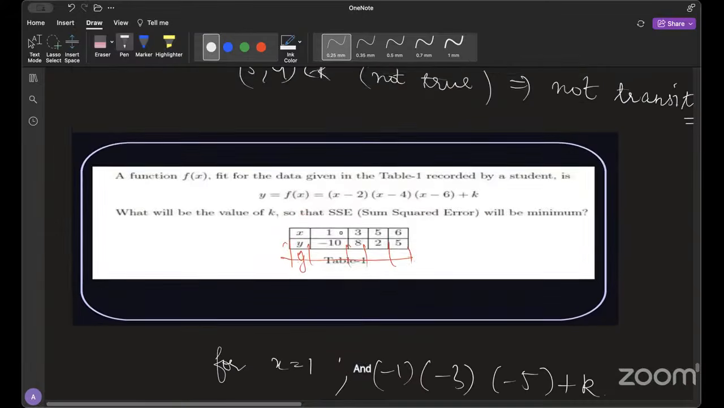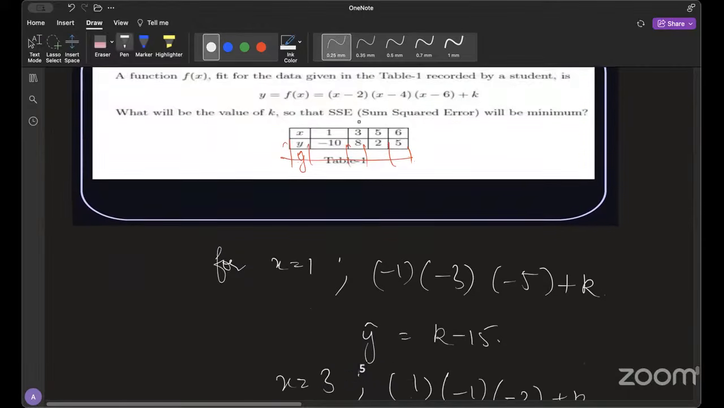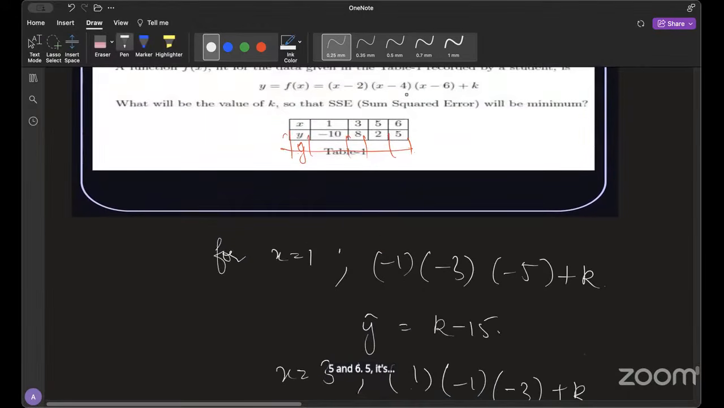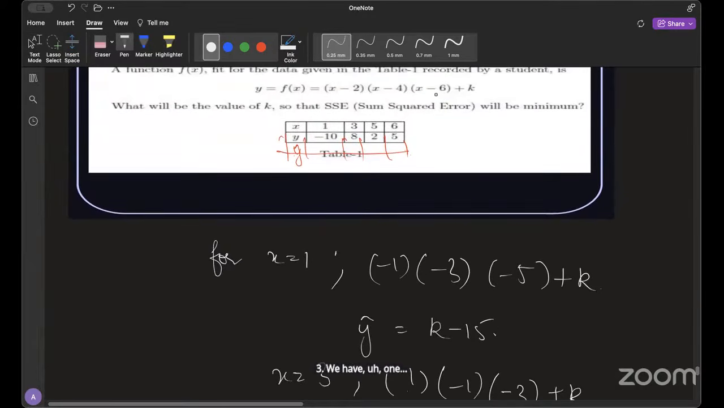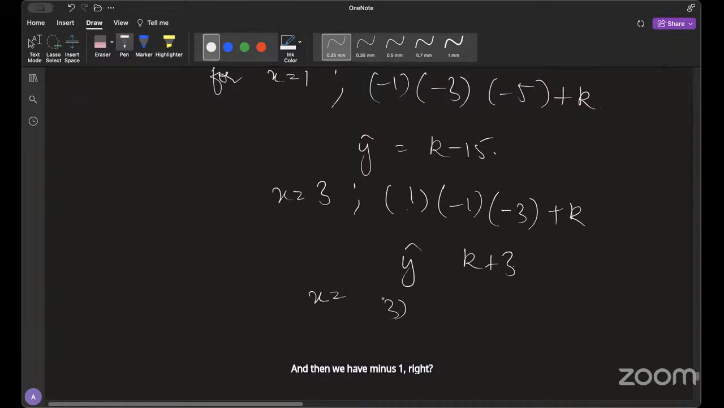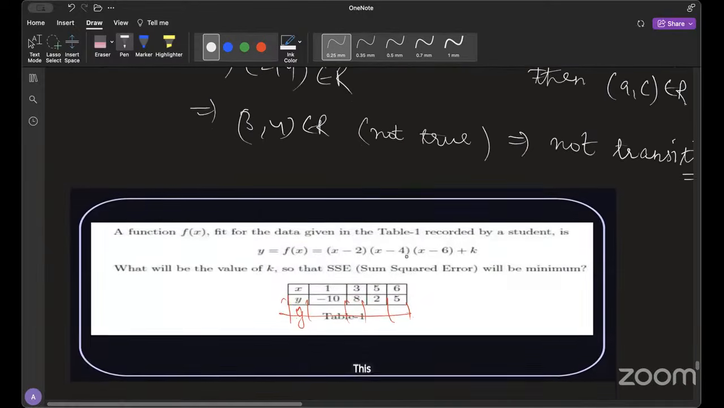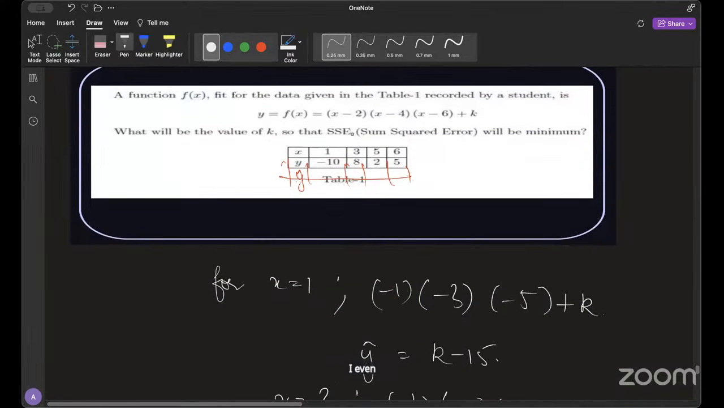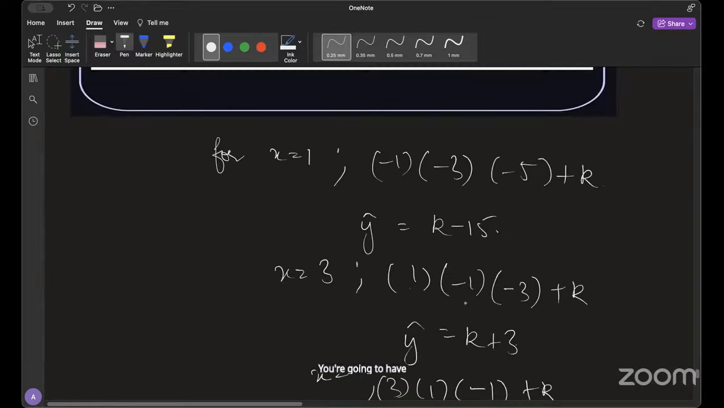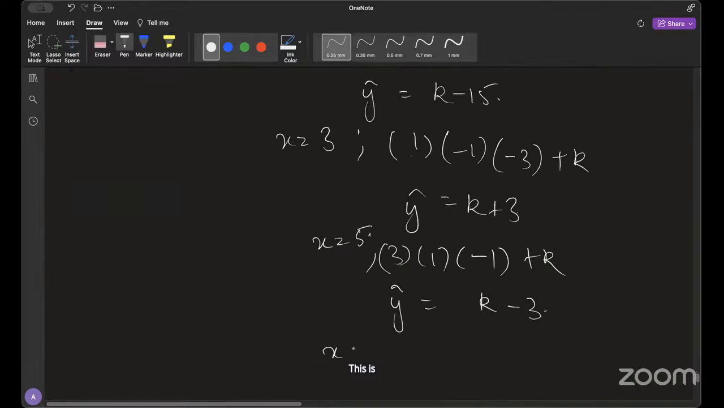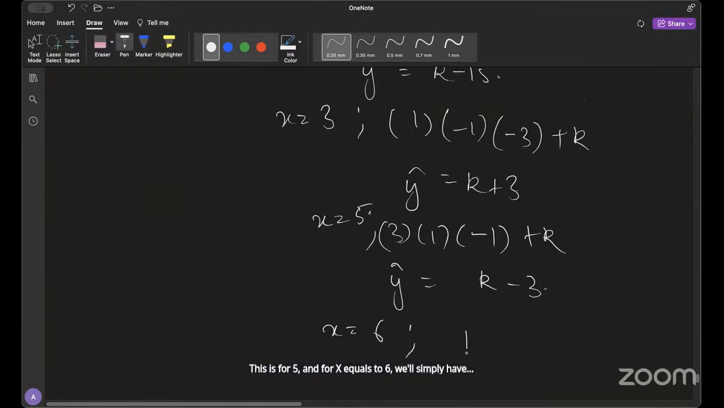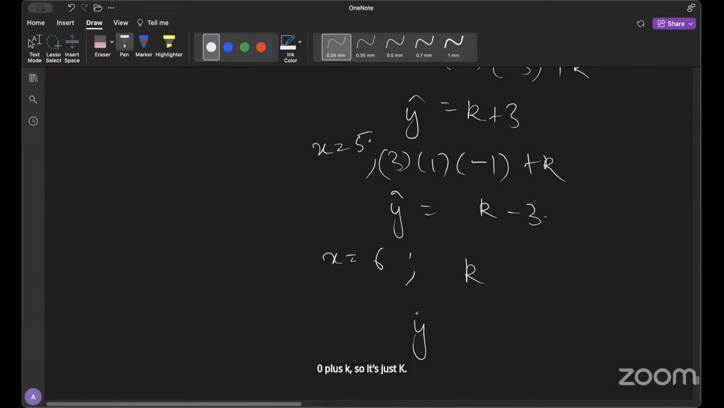And for x equals 5, we have 3, then 1, and then -1, plus k. So it's k minus 3. And then finally for x equals 6, we'll simply have 0 plus k, so it's just k. So we'll have y cap equals just k.